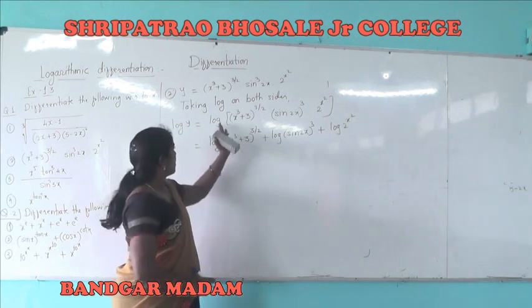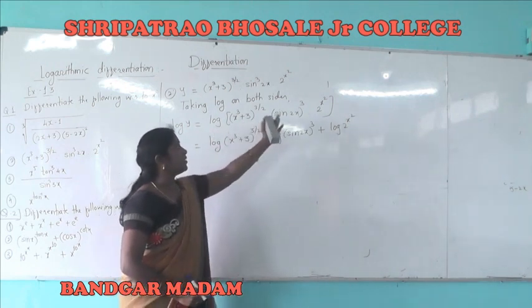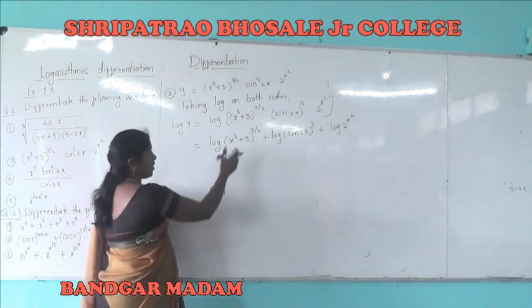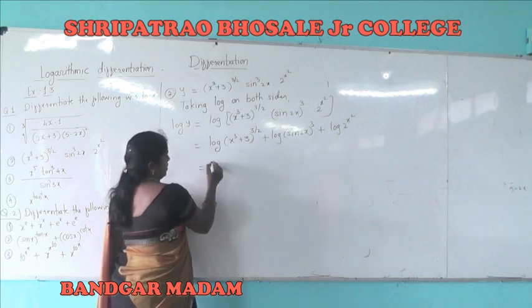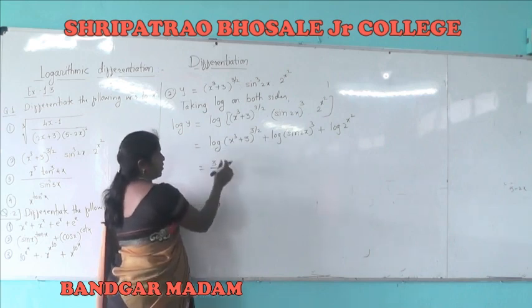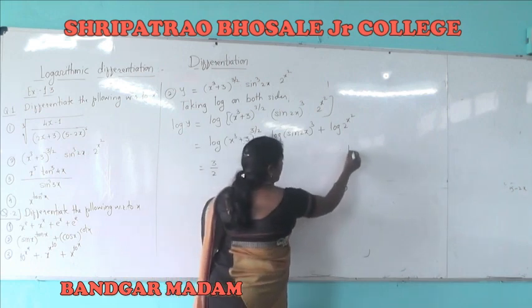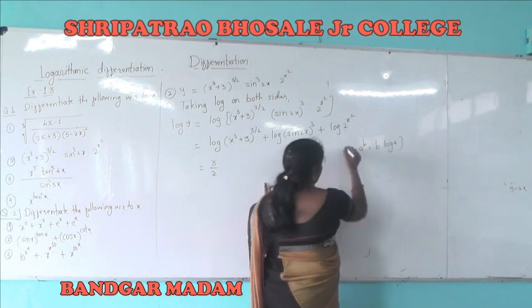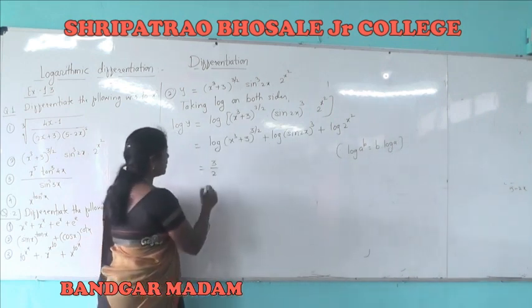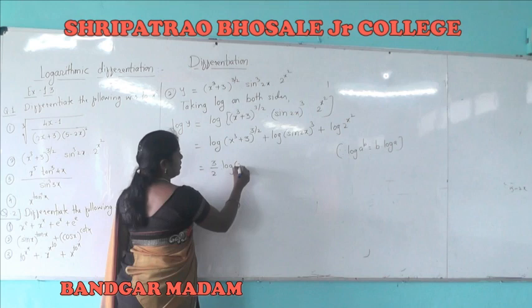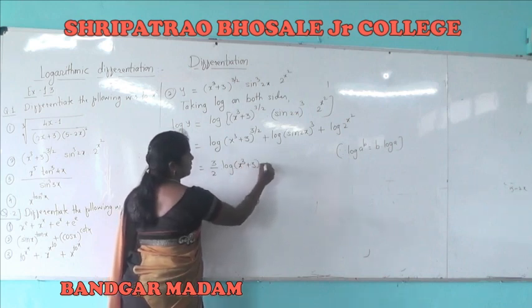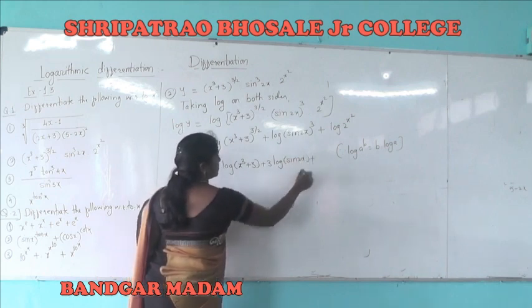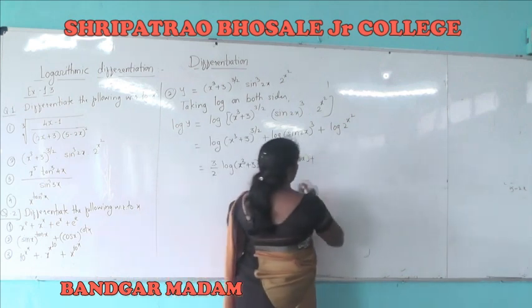This is splitting of logarithm. Log a into b into c will be log a plus log b plus log c. Now we will take the power as a coefficient, since log a raised to b is equal to b into log a. So using this property, we get 3 by 2 log of x cube plus 3 plus 3 log of sin 2x plus x square log 2.